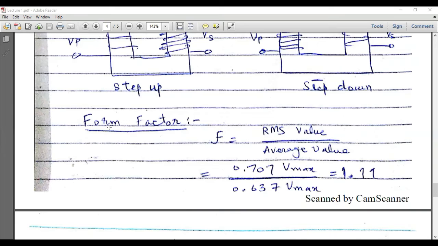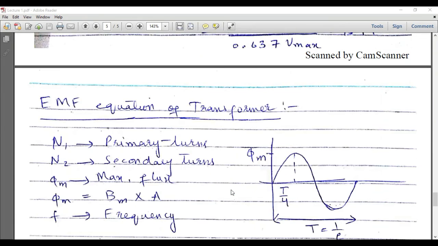For that purpose, we have to first define the form factor. Form factor is actually the ratio of RMS value to the average value, and RMS value is equal to 0.707 times Vmax, or Vmax divided by square root 2, and average value of a sinusoidal waveform is 0.637 times Vmax. So the ratio will be equal to 1.11.